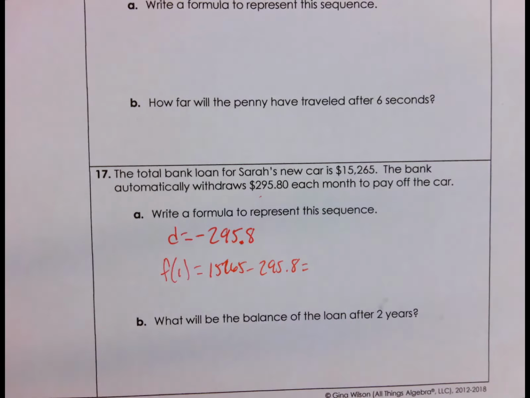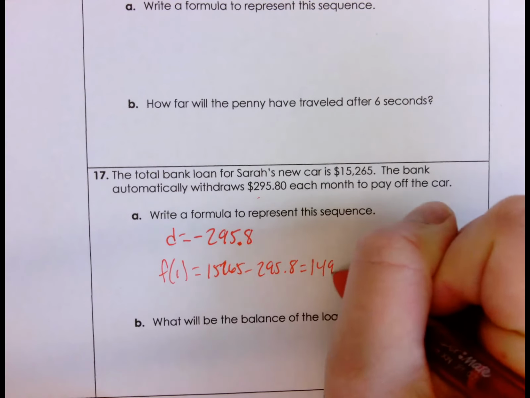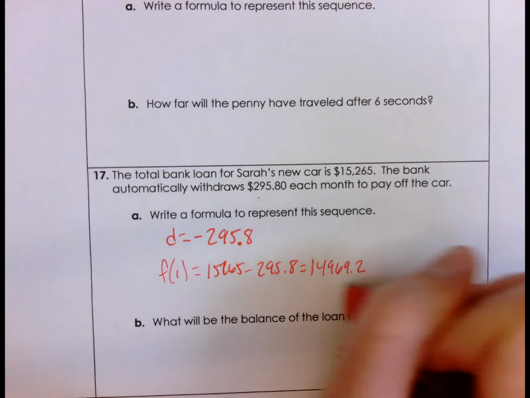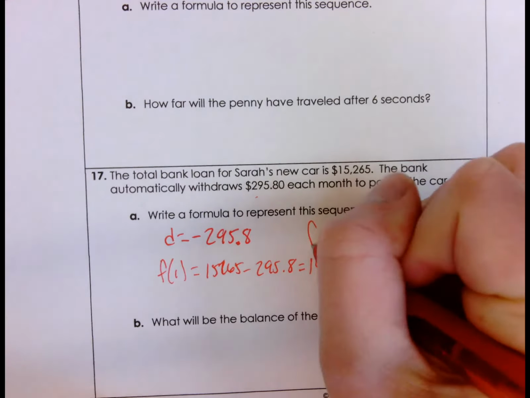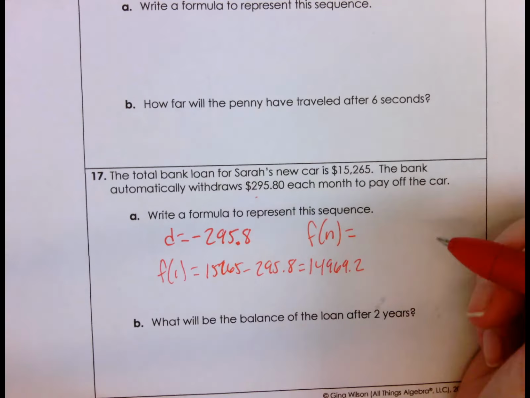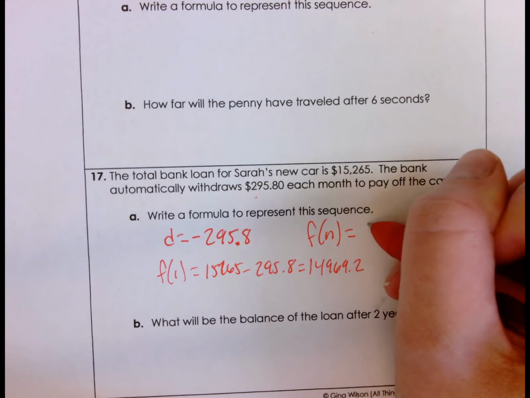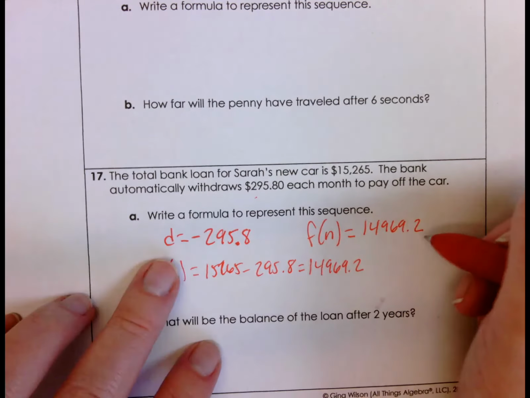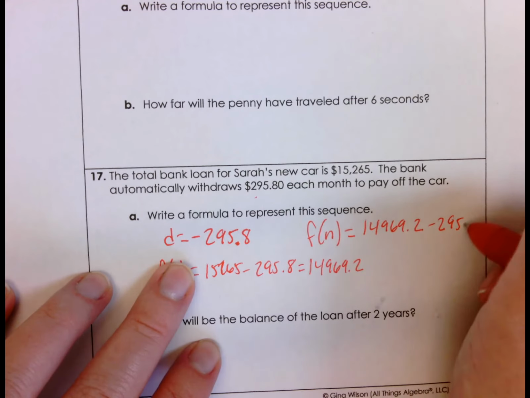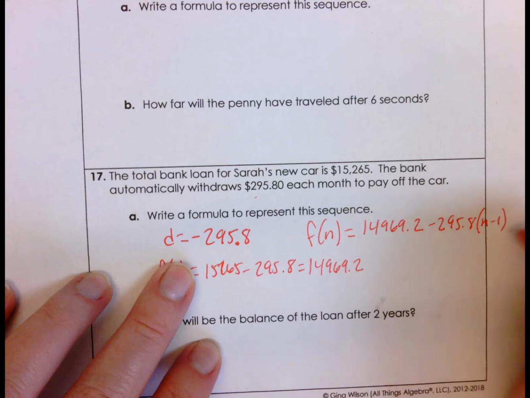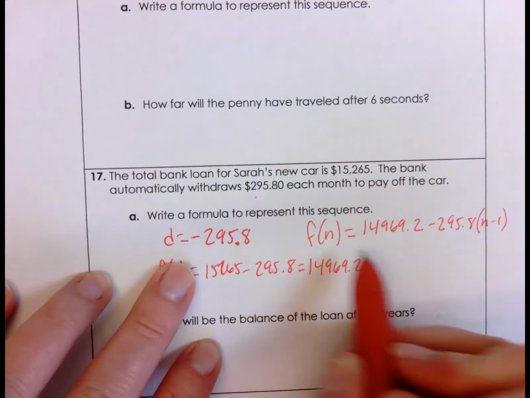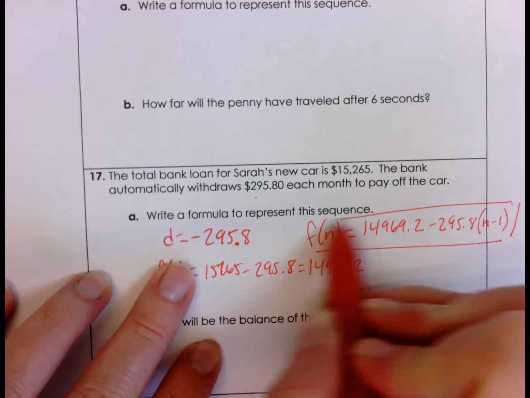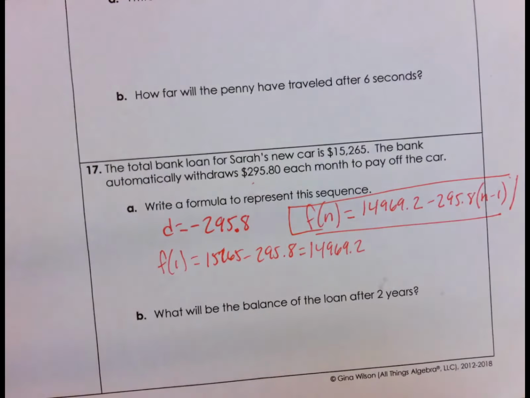Okay, so we do that on the calculator, and we get 14,969.2. That is our actual first term. So we're going to plug that into our formula, and we have 14,969.2 as our first term. Here's our difference, minus 295.8, and we multiply it by n minus 1. So part A, this is our formula that we're going to use for part B.